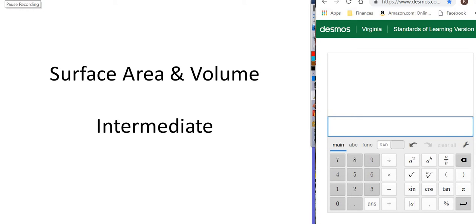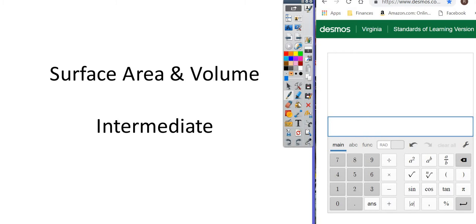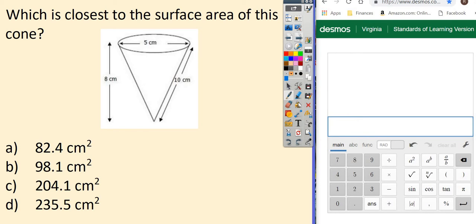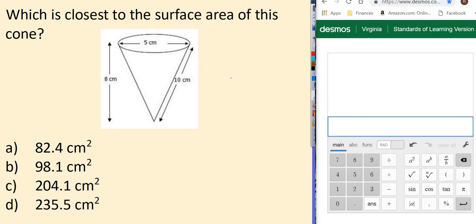Alrighty, so we're going to do surface area and volume intermediate. Let's see what we have going here. First thing is what is the surface area of this cone?